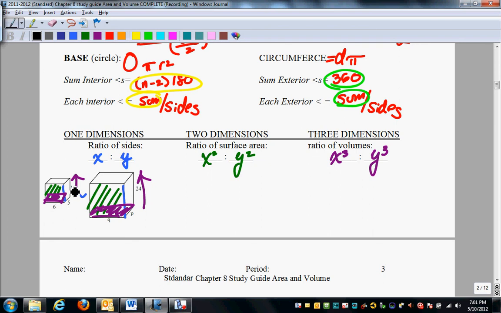So for example, this is a 1:2 ratio, 12 to 24, so that would be your scale factor. Ratio of the areas is going to be 1 squared and then 2 squared, so your ratio of your areas will be 1 to 4. Ratio of the volumes would be 1 cubed and 2 cubed, which would be 1 to 8.